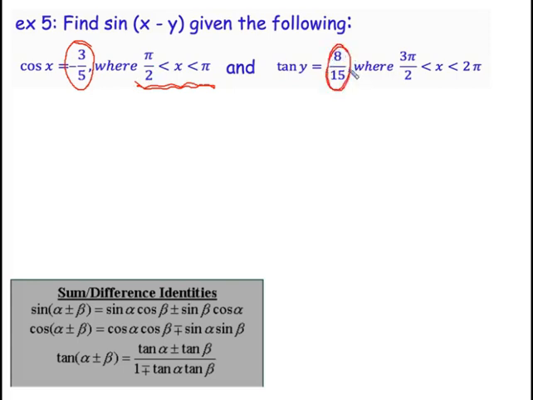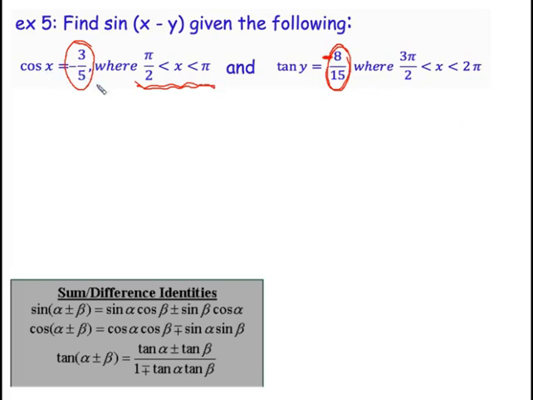Again, this is a ratio of the sides of a right triangle, and it's going to be in between these measures over here. Now, let's be careful here. I think this should be negative 8, actually. Okay, we're going to make that negative 8. And you'll find out why when we draw our right triangle in a second.